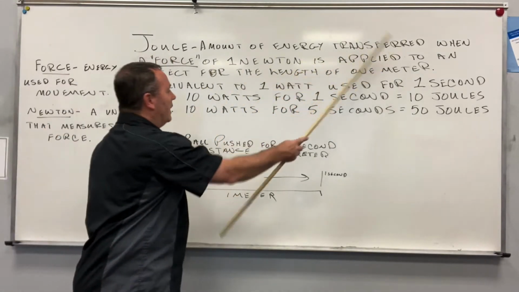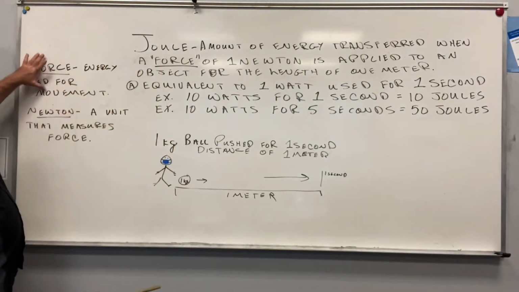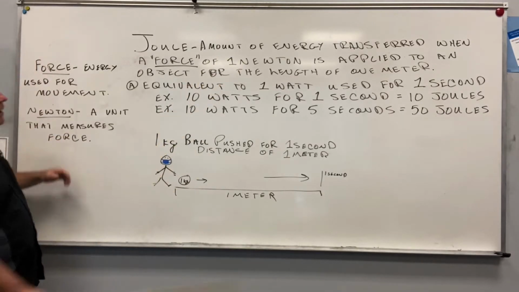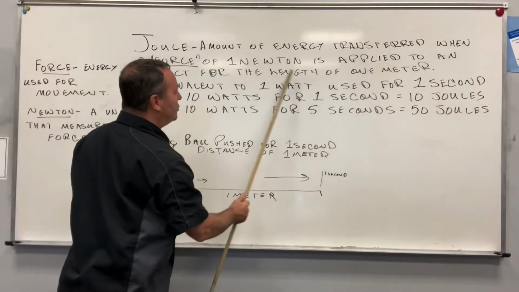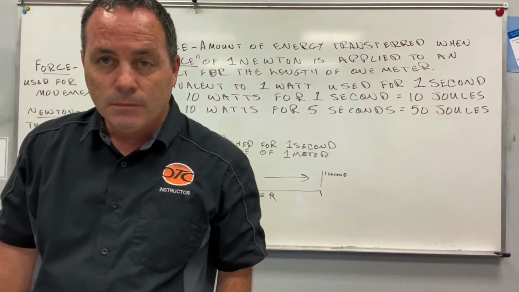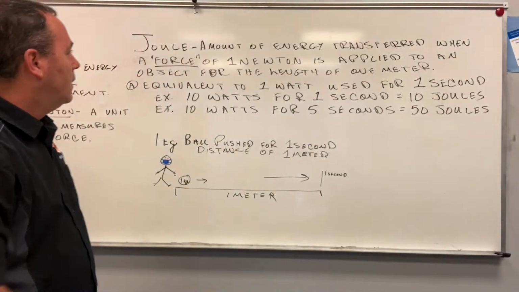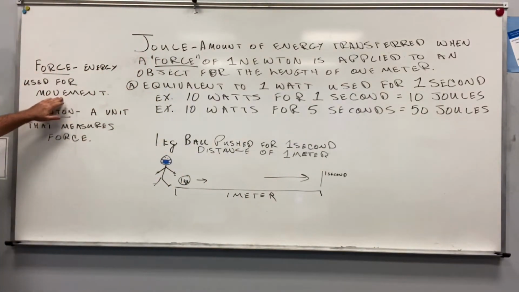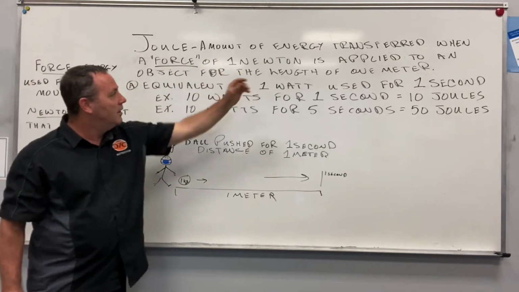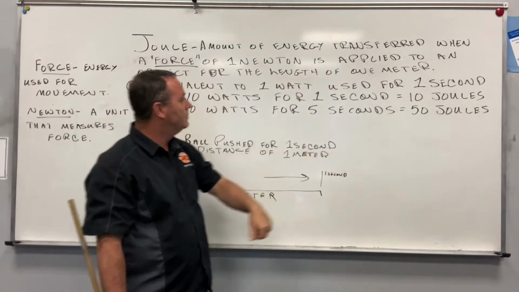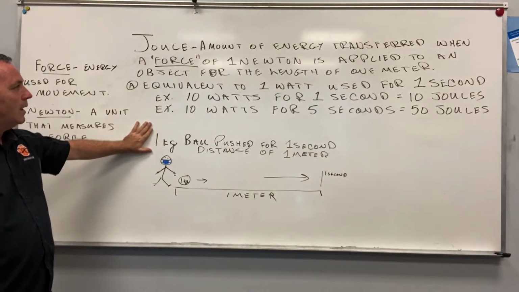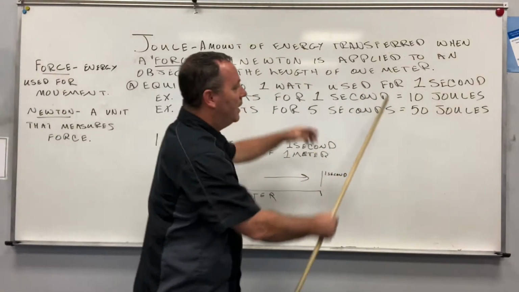A joule is the amount of energy transferred when a force of 1 Newton is applied to an object for the length of 1 meter. Okay? The energy for the movement, and it's measuring that force for 1 meter. Okay? Now, what is a watt? A watt is in 1 second.